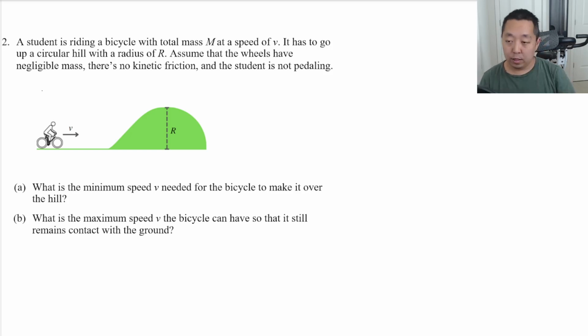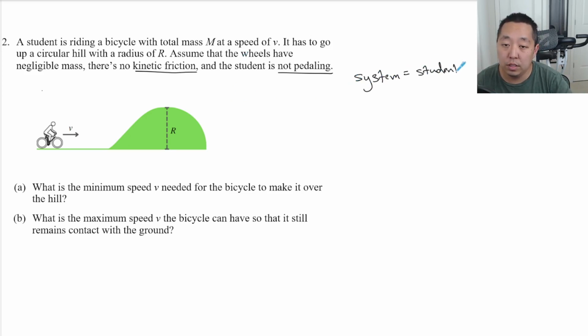Well, to make it over the hill, we're going to start down here. So there's no friction and we're not pedaling. That means there's no outside work on the system, so the energy is not changing in the system. Assuming the system is the student plus Earth plus bicycle. Okay, so that's our system.